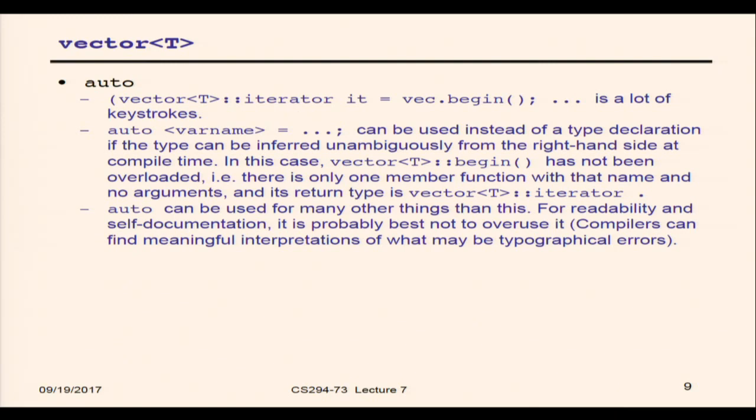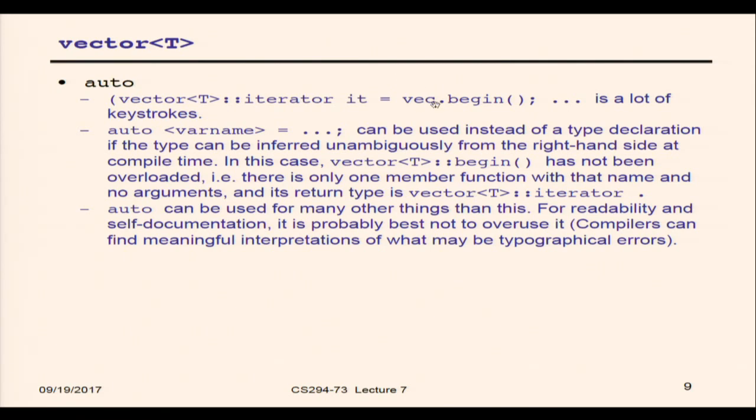Obviously, auto can be used for many other things besides initializing iterators. As a matter of advice for readability and self-documentation, it's probably best not to overuse it. And one of the warnings is that compilers can find meaningful interpretations of what may be typographical errors. However, in this particular case, it's pretty safe to use it. Why? Because as you will see, this is where overloading versus non-overloading in different ways is helping us.